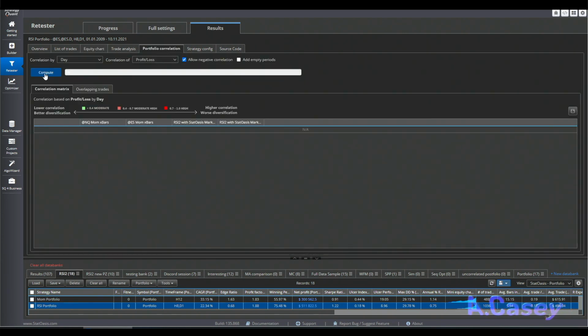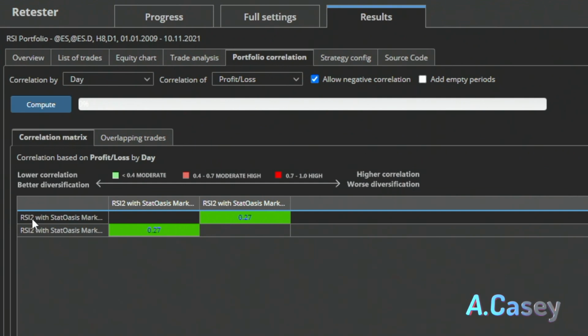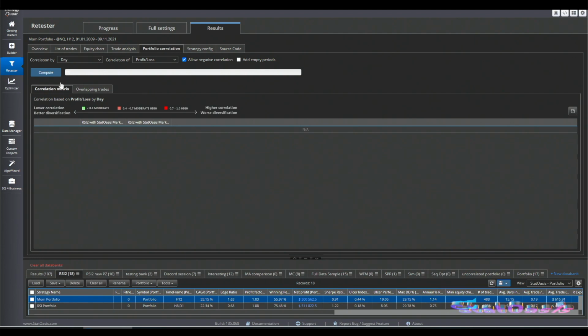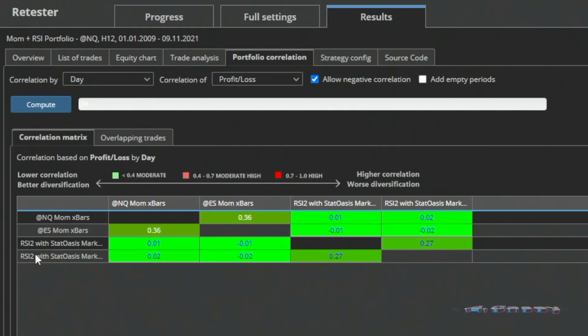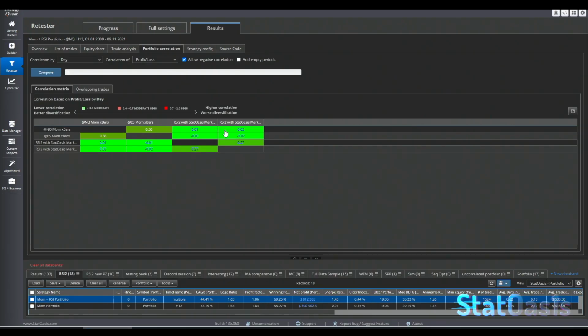So if I go to portfolio correlation, we can see that the RSI2 of the ES is correlated with the RSI2 of the NASDAQ. And for momentum, again, the ES momentum is correlated with the NASDAQ momentum strategy. But when I combine them all in a portfolio, so now I have 4 strategies, 2 on the ES, 2 on NASDAQ, we can see that the RSI is almost zero correlation with momentum. So we can see here RSI with momentum, or you can see it in this corner. So it's almost 0, 0.01 and 0.02.